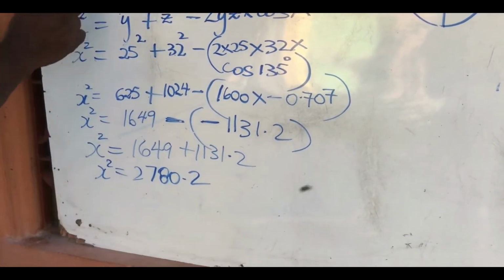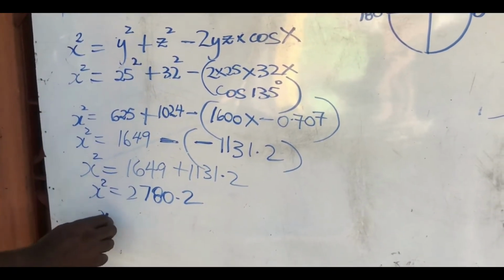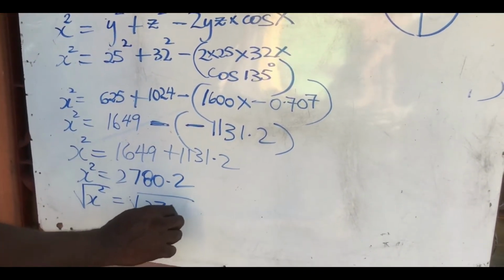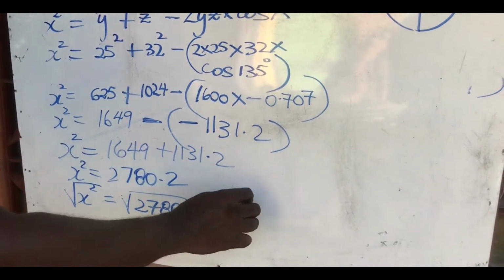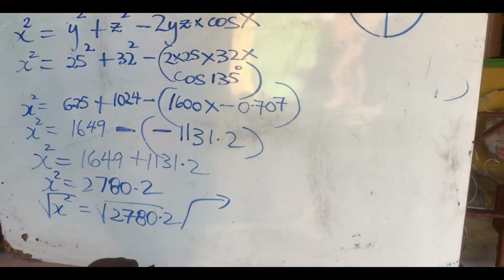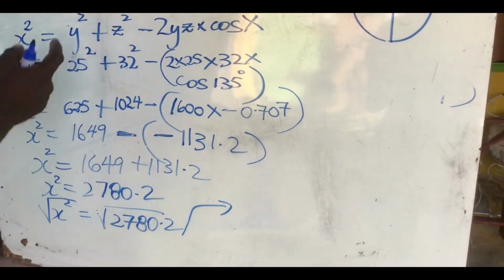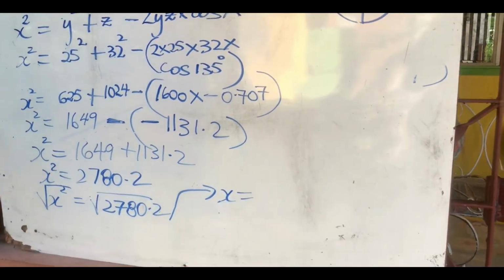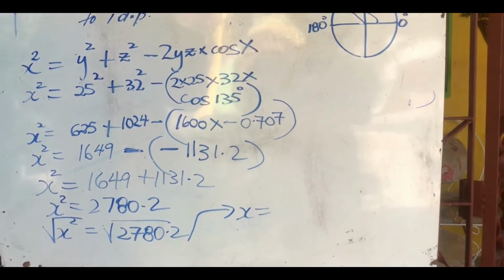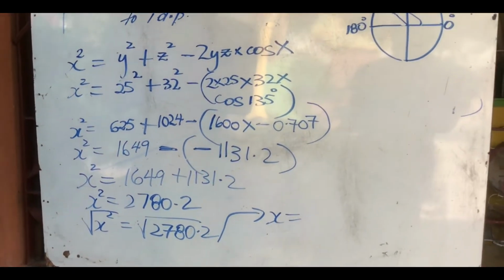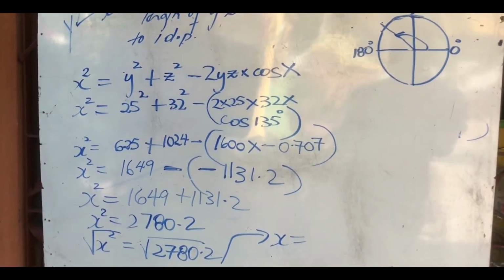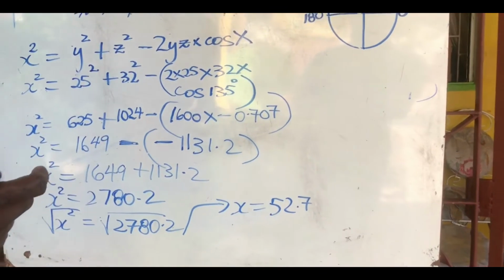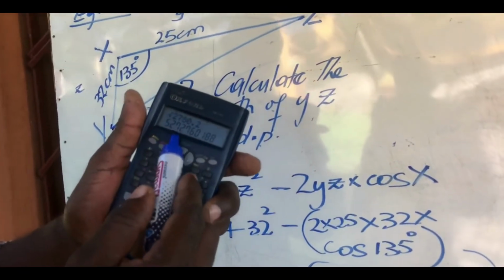Now what exactly do we want? Is it x squared? No, it is actually x. So we are going to find the square root. Again, we find the square root of 2780.2. But if you remember, we need to find just the principal square root. So we don't have to put positive or negative because it is length. So we are just going to take the principal square root, which is the positive one. So it is the square root of 2780.2. And what we get here is 52.7 something. Now, on my calculator, I have 52.727.